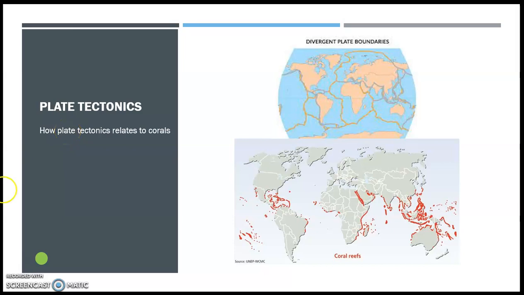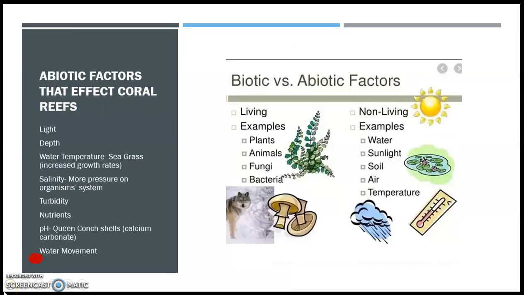So I just added some maps here of divergent boundaries, and as you can see, where there's divergent boundaries, you will also commonly see coral reefs there other than in the Atlantic and in the northern parts.